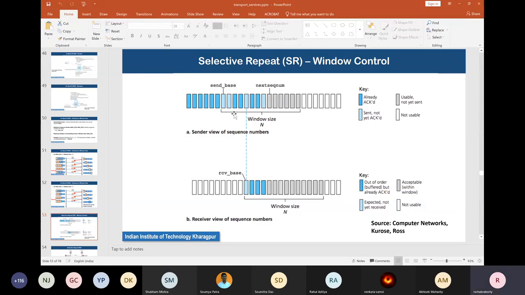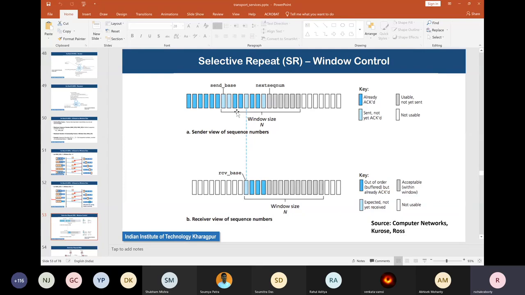This time we give the freedom that you can now receive stuff out of order. So look at this. Some are already acknowledged, which means that they were sent and I have received acknowledgement, so I can forget about them. These are the dark blue colored segments on the extreme left. Then there are 2 segments which I have sent but not received any acknowledgement for.